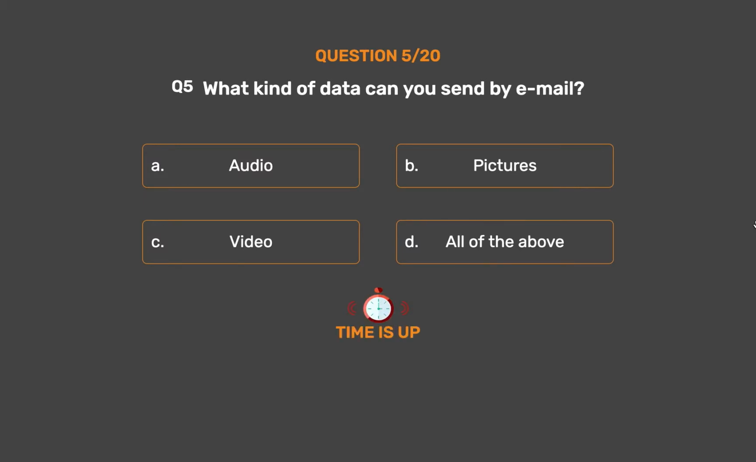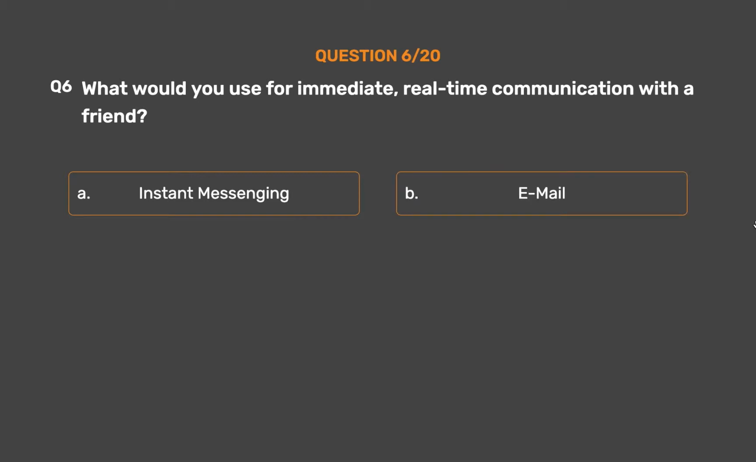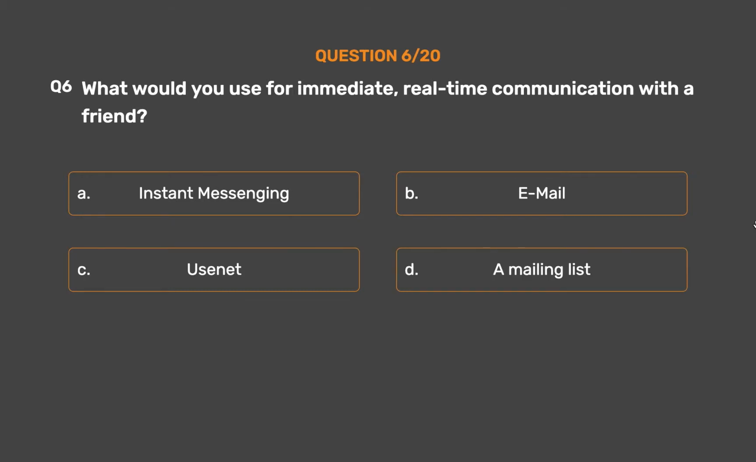The correct answer is Option D. All of the above. Question number 6. What would you use for immediate, real-time communication with a friend? Option A. Instant messaging. Option B. Email. Option C. Usenet. Option D. A mailing list.